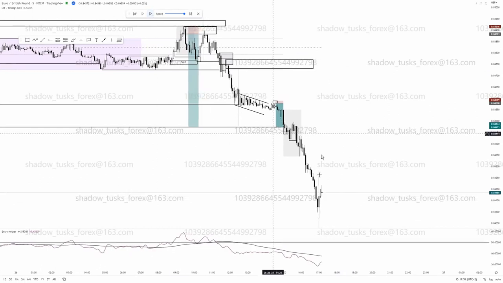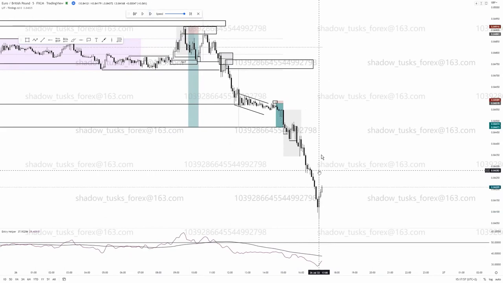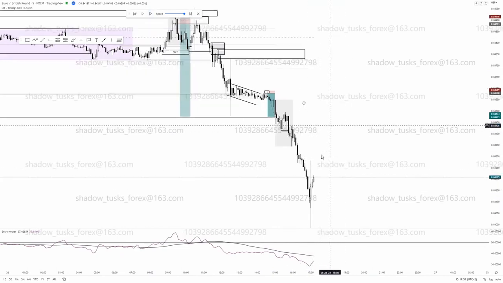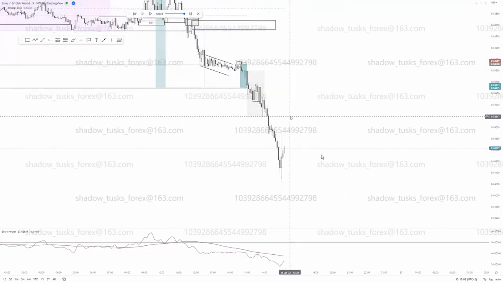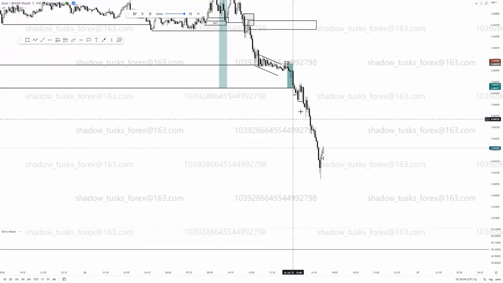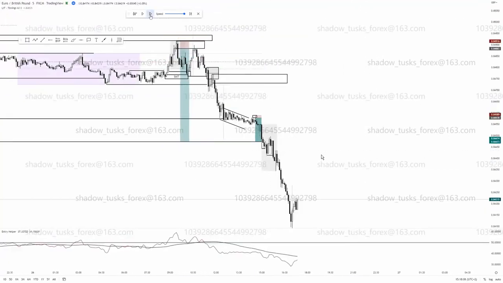Okay, so now we're at London close, lowest point of the day. So we get like a potential pullback, realistically nothing to trade off of. And there we end the day.